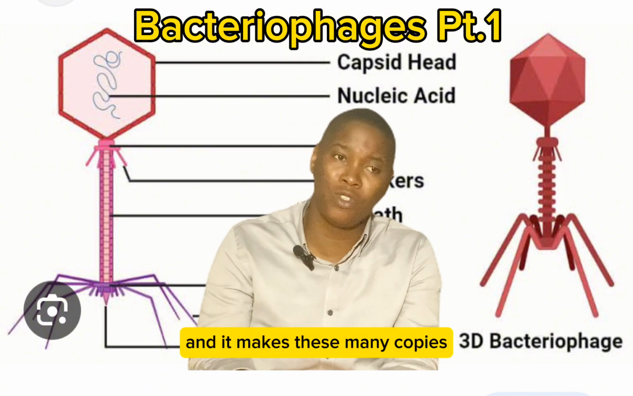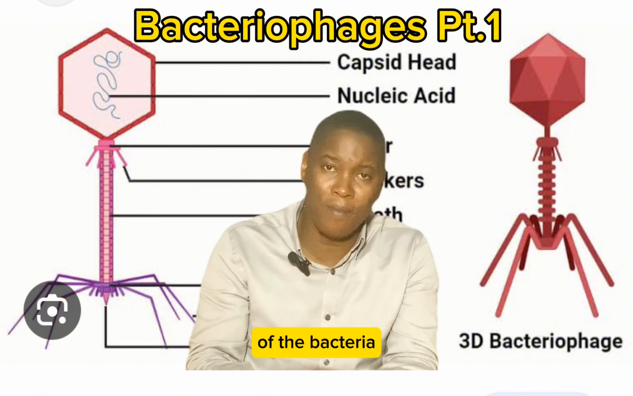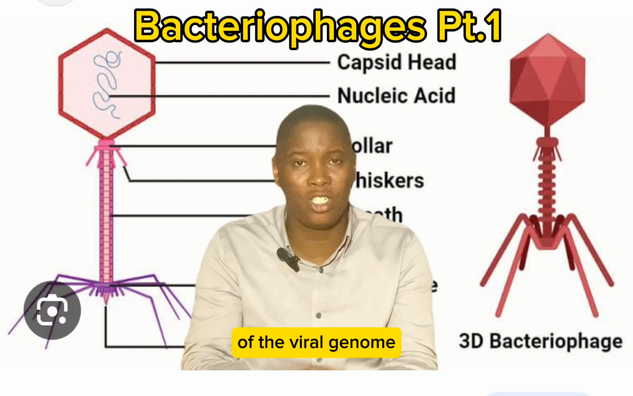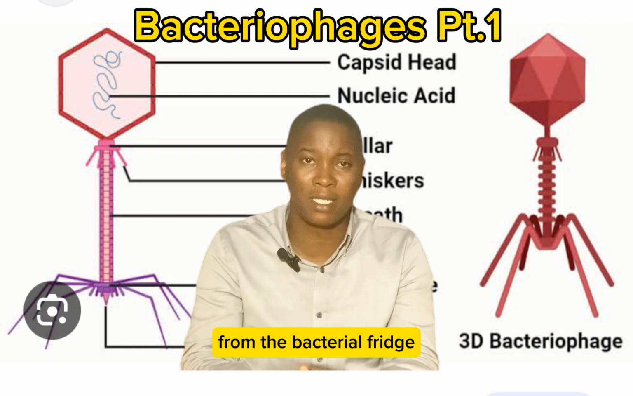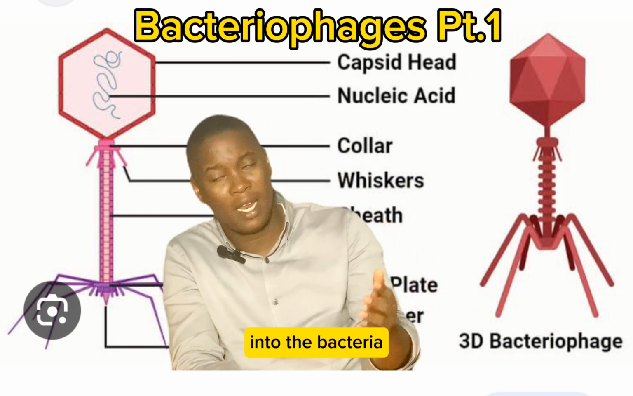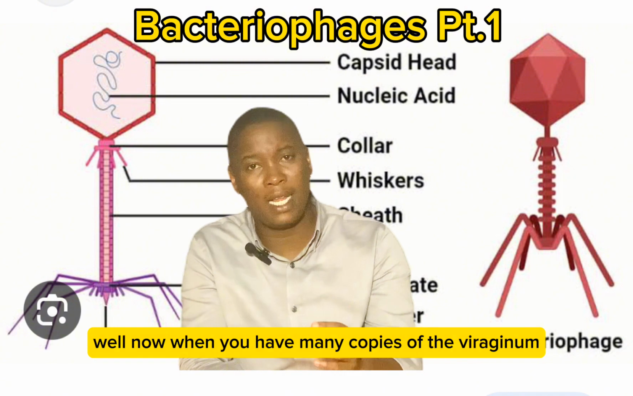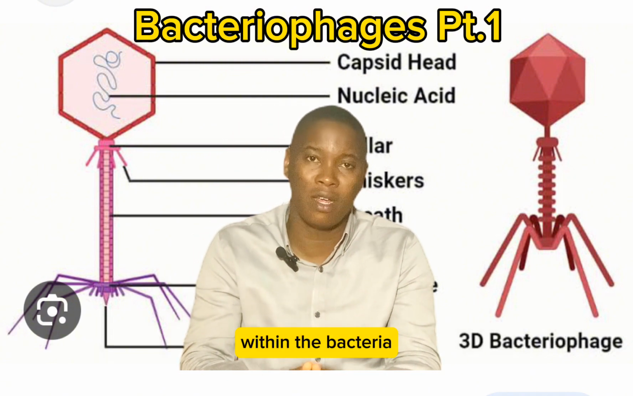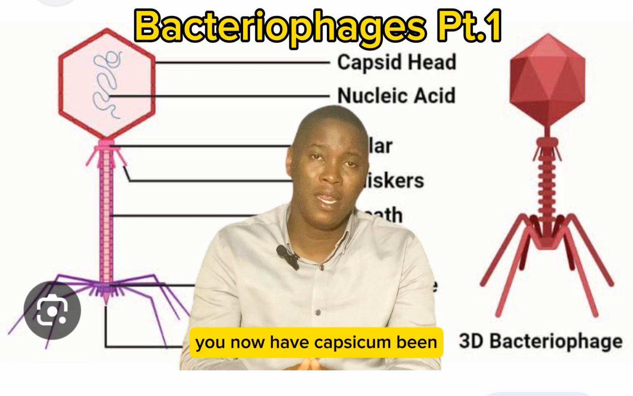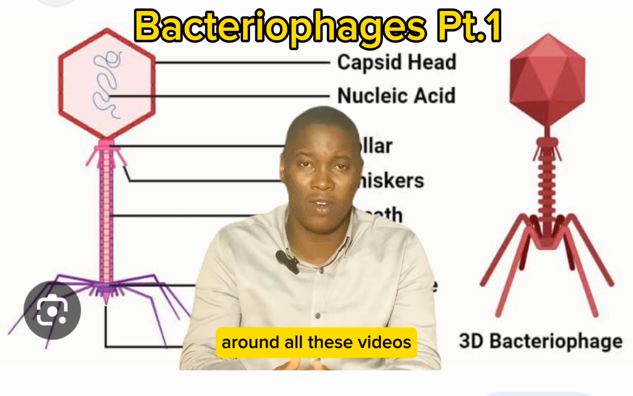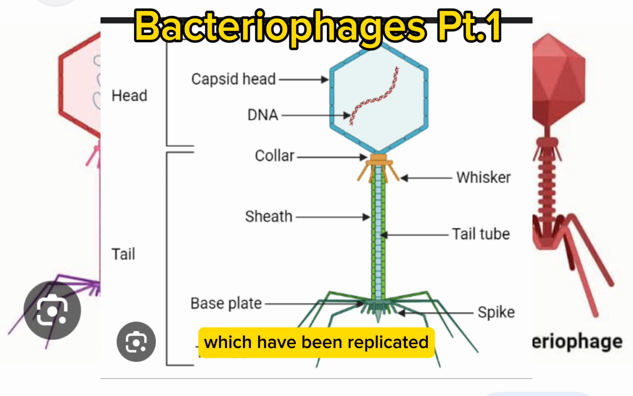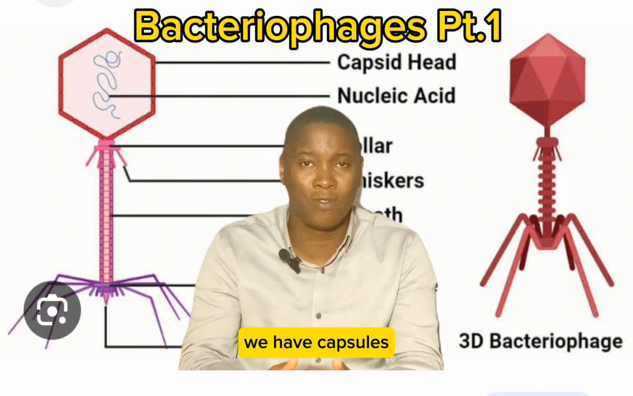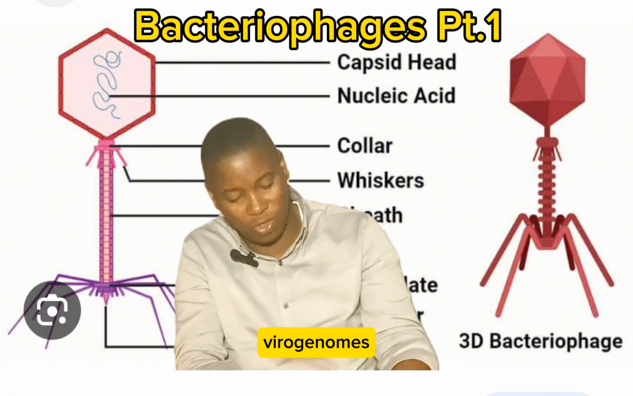It makes these many copies using the genetic material of the bacteria as the raw materials, to make many copies of the viral genome which has been injected from the bacteriophage into the bacteria. Now, the next step is assembly. When you have many copies of the viral genome made within the bacteria, you now have capsids being assembled around all these various viral genomes which have been replicated within the bacterial cells. So you have capsids forming around all these different viral genomes.